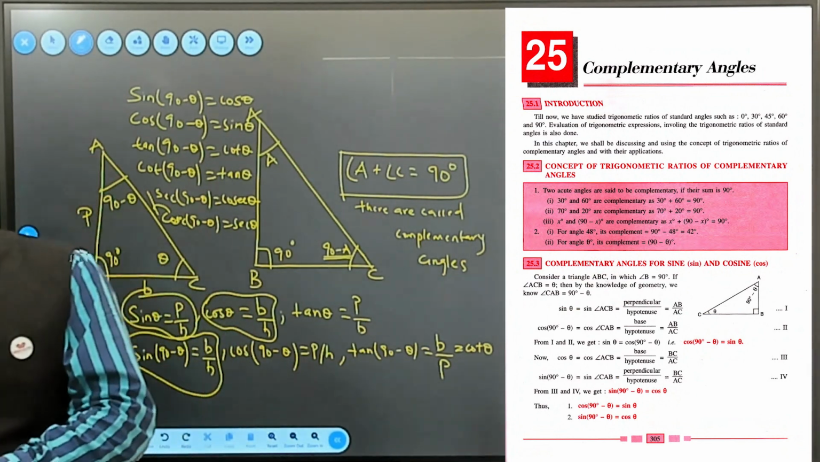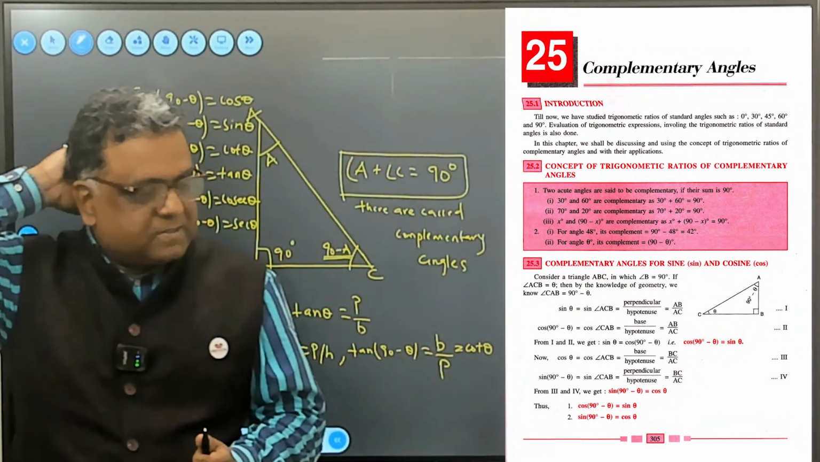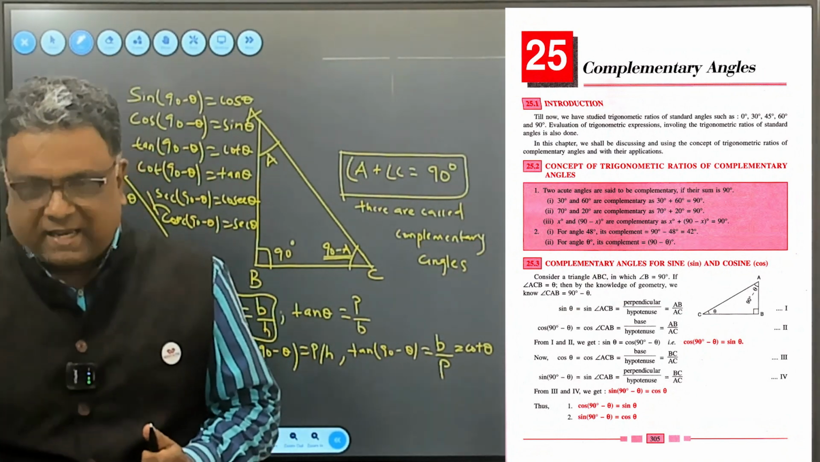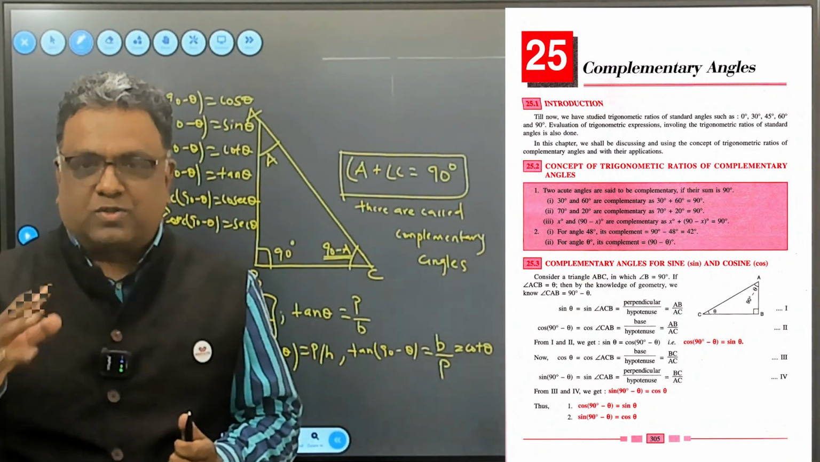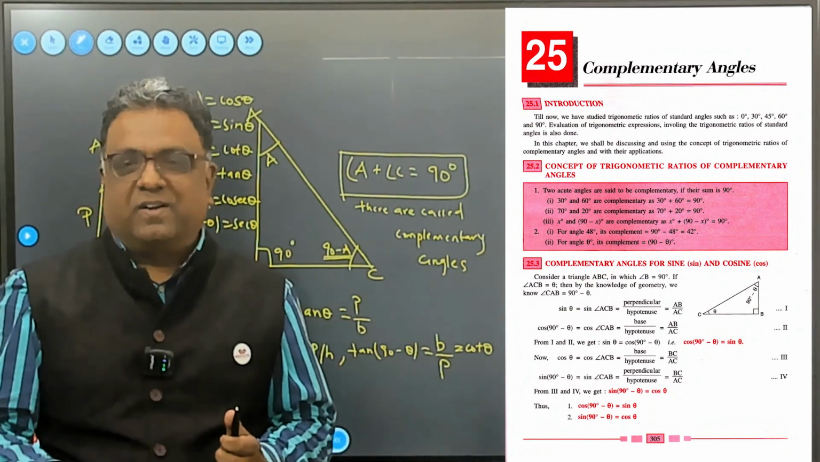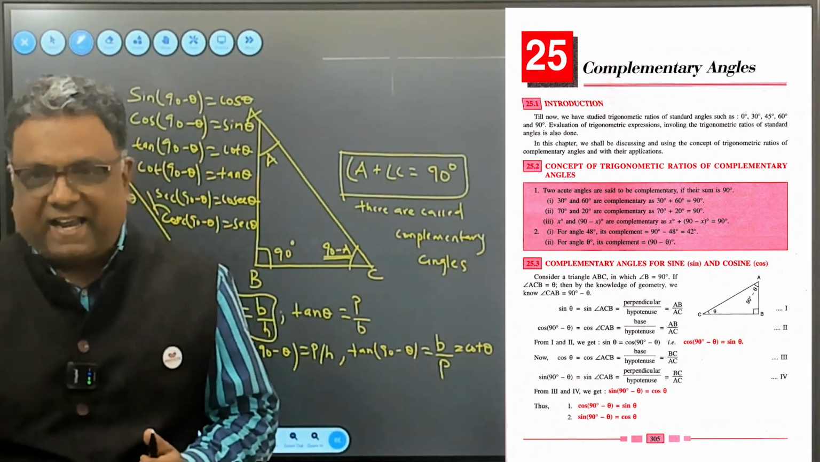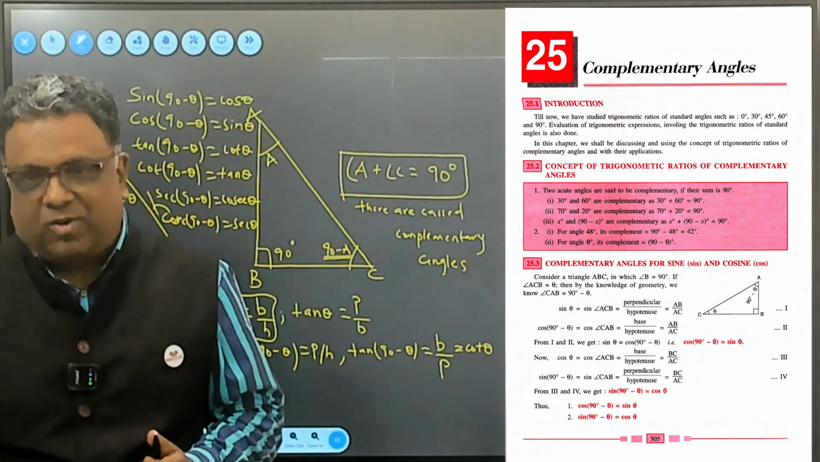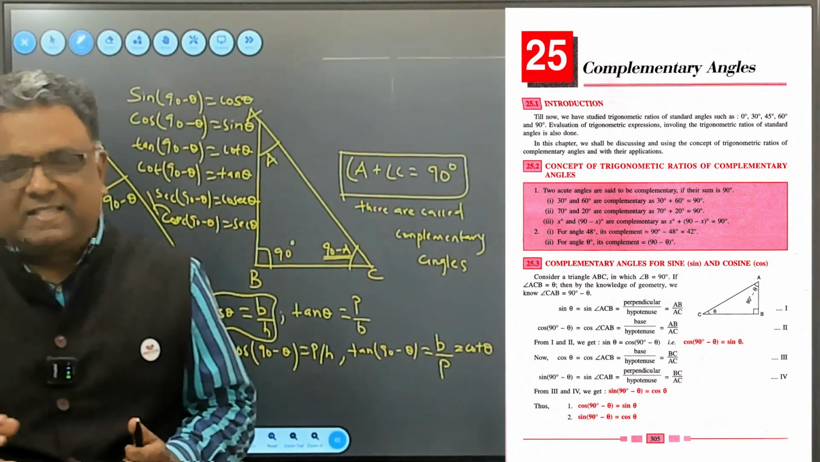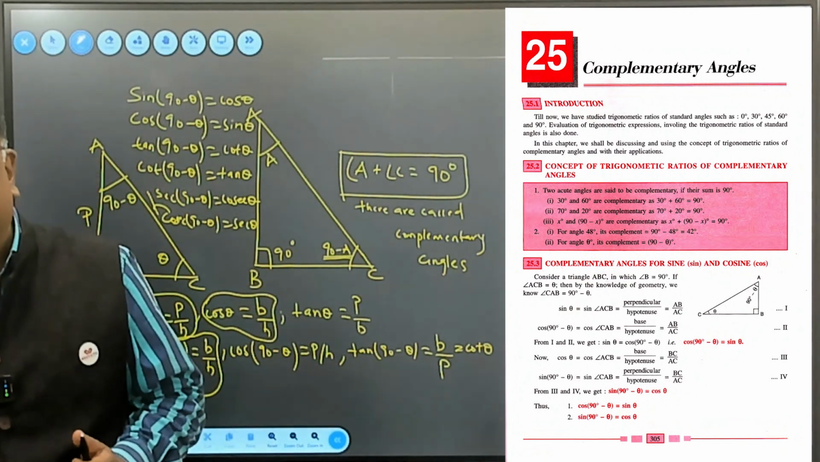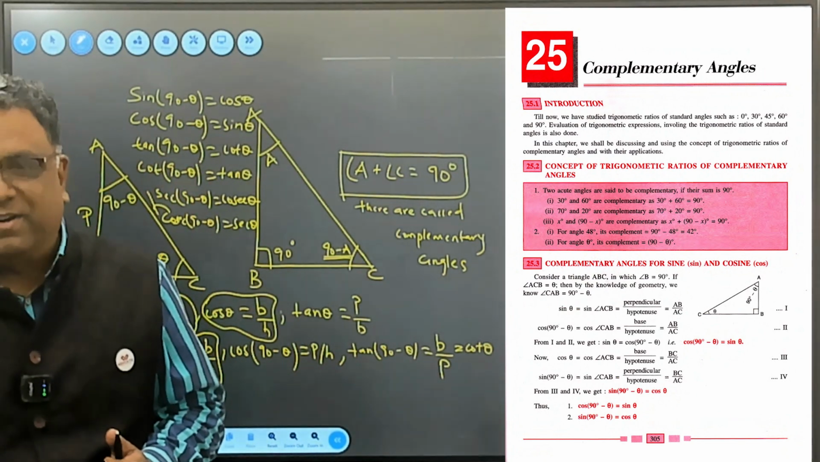How to remember this? What is sine and cosine? Cosine is complementary of sine. What is cot and tangent? Cot is complementary of tan. What is sec and cosec? Cosecant is complementary of secant. Cotangent, complementary of tan. Cosine, complementary of sine.